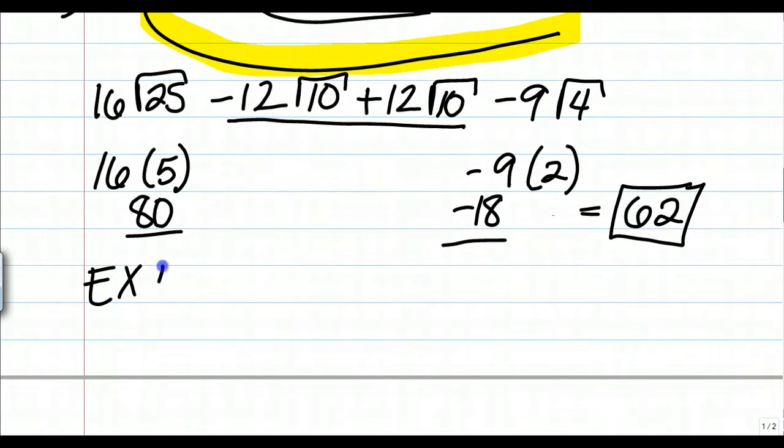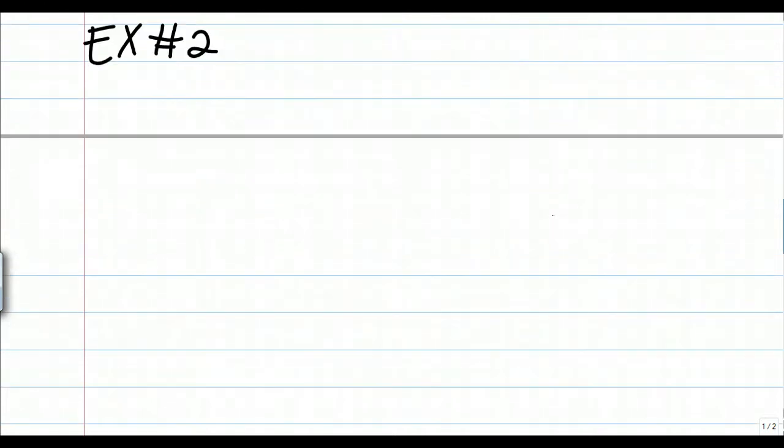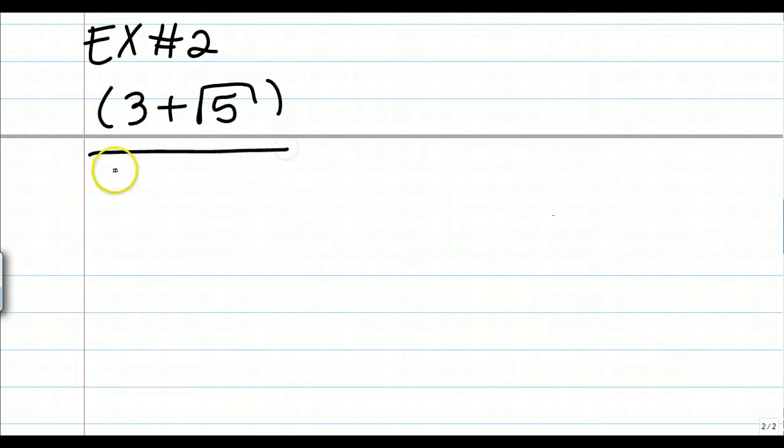Sample number 2. I have 3 plus radical 5 over 3 minus radical 5. If you notice, I have a radical in the denominator, and I'm not allowed to have that.